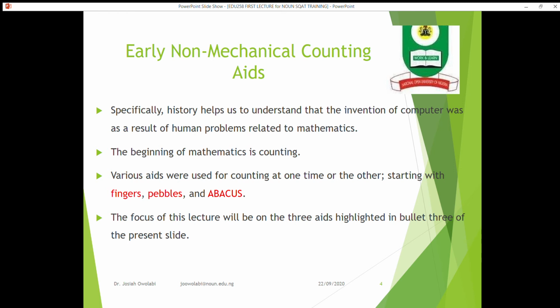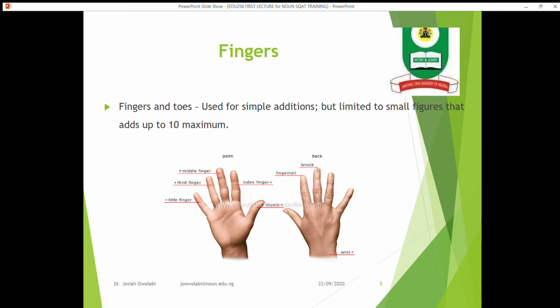They started in a very crude way, using their fingers, their pebbles, and the abacus. So we are going to look at these three areas. Fingers, this was where they started. They were using their fingers to count, to carry out simple additions, simple subtractions, and the rest of them.